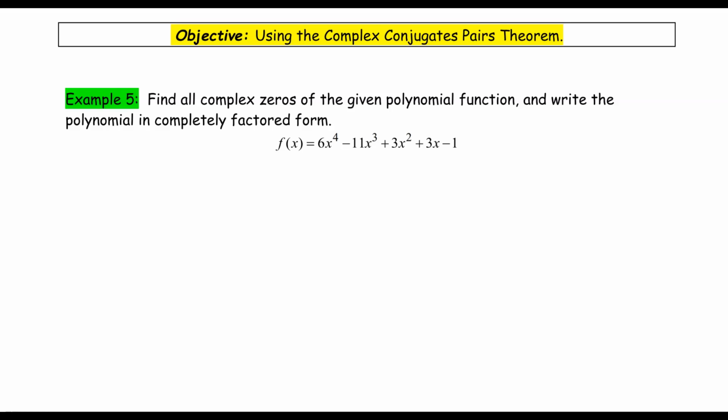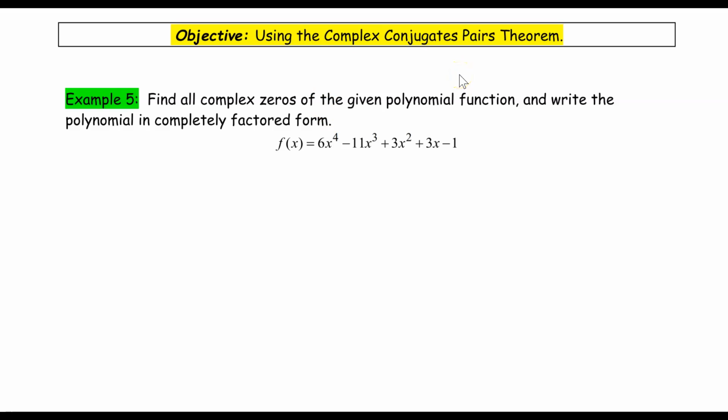In this exercise, we will use the complex conjugate pairs theorem to find all the complex zeros of a given polynomial function, and then write the polynomial in completely factored form. Well, what do you mean by complex conjugate pairs theorem?